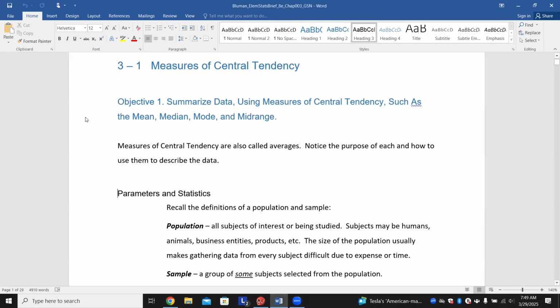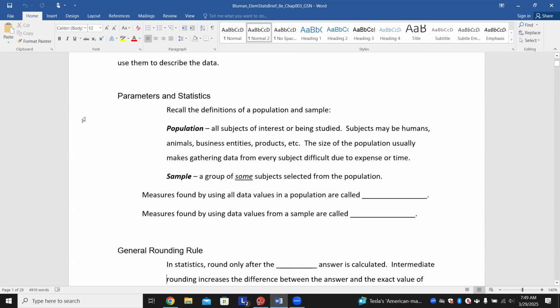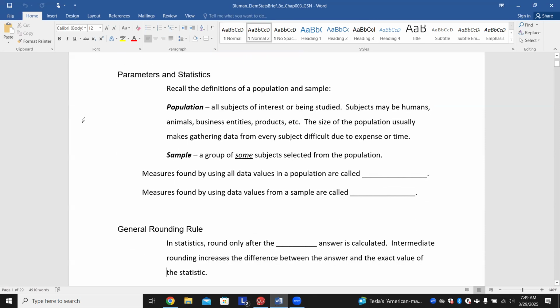So we have parameters and statistics. Recall the definitions of a population and sample. So population, all subjects of interest or being studied. Subjects may be humans, animals, business entities, products, etc. The size of the population usually makes gathering data from every subject difficult due to expense or time. Again, population is everybody. Sample is a group of some subjects selected from the population, right?